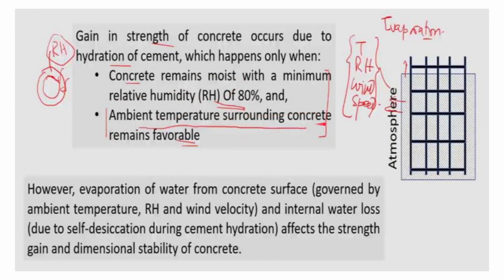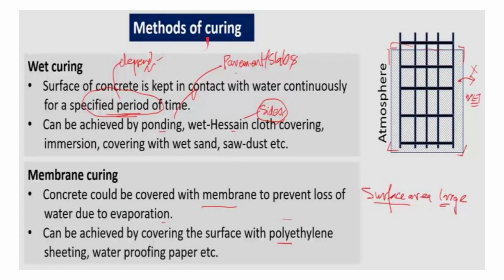Also, the ambient temperature surrounding concrete should remain favorable. For this we need to take into account various conditions, considering temperature, RH, wind speed, etc. Evaporation of water from the concrete surface is governed by ambient temperature, RH and wind velocity, as we just discussed, and internal water loss, also known as self desiccation, during cement hydration. All these properties affect the strength gain and dimensional stability, that is, the plastic shrinkage. There are various methods of curing. The mostly used method is called the wet curing method.